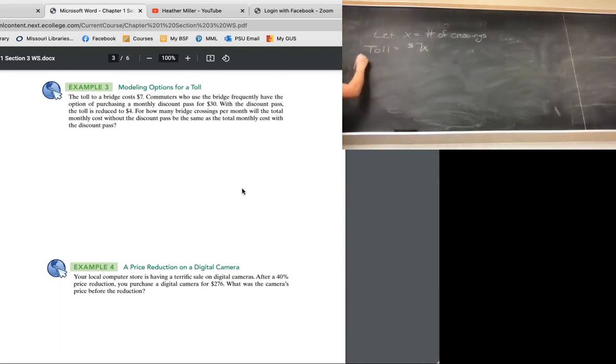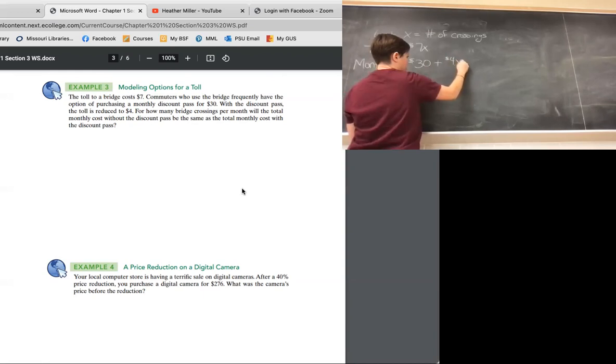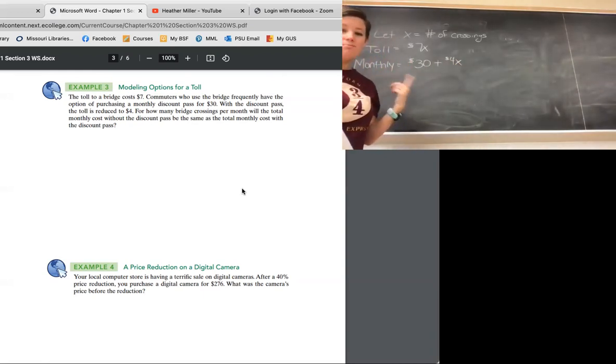Or there's the monthly way. The monthly way says that we pay $30 up front, and then it's $4 per crossing. Again, we don't know how many times we have to cross, but regardless of how many times we cross that month, if we go the monthly route, it's $4 every time because we've already paid that $30 up front.